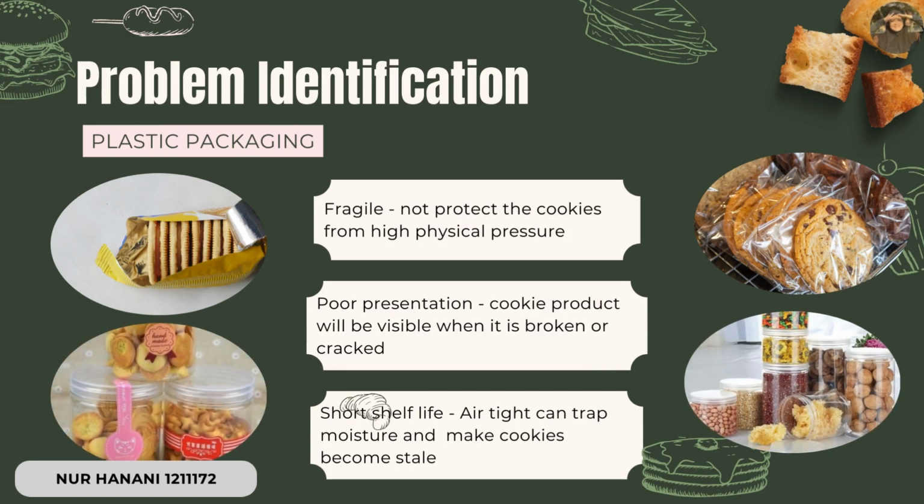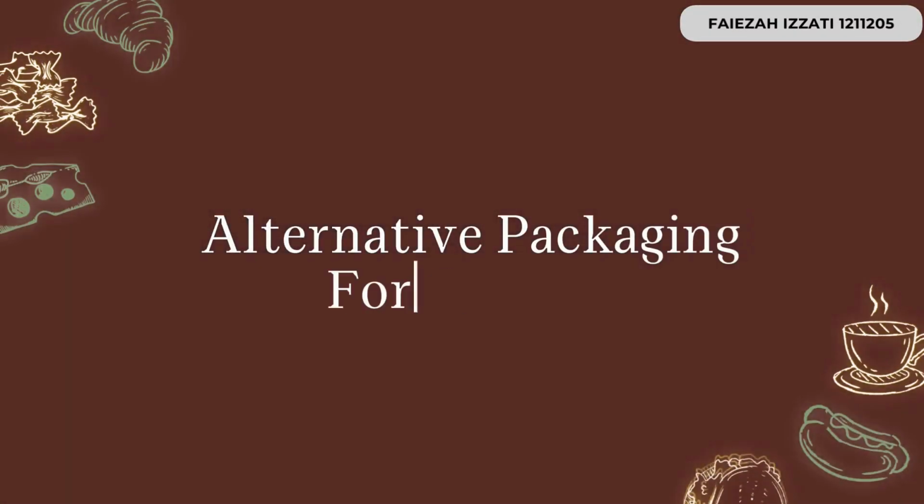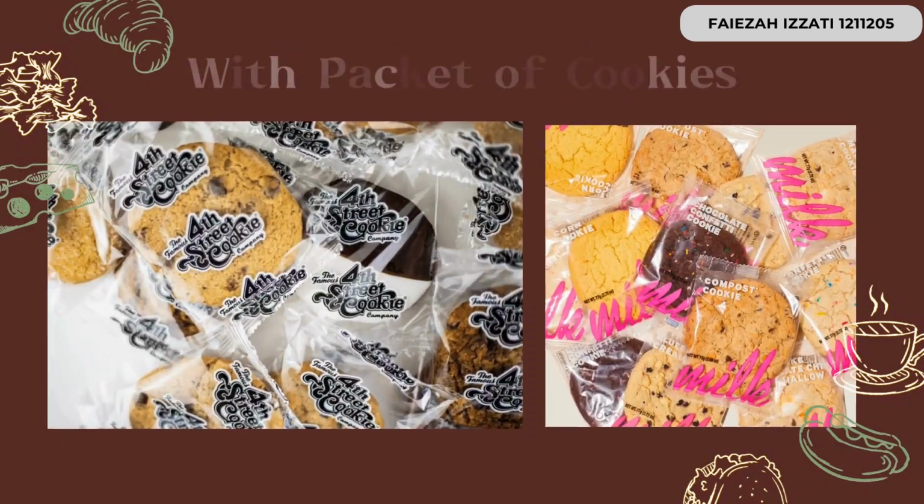The plastic packaging is fragile, meaning that it cannot protect the cookies from high physical pressure. Second, a see-through plastic will give a poor presentation as the broken pieces and cracks of the cookie product will be visible to the consumers. Lastly, plastic packaging has a short shelf life. The airtight nature of plastic will trap moisture and make the cookies become soft and stale. Let's move on to the alternative packaging of cookies, which is a combination of tin and individual packaging.